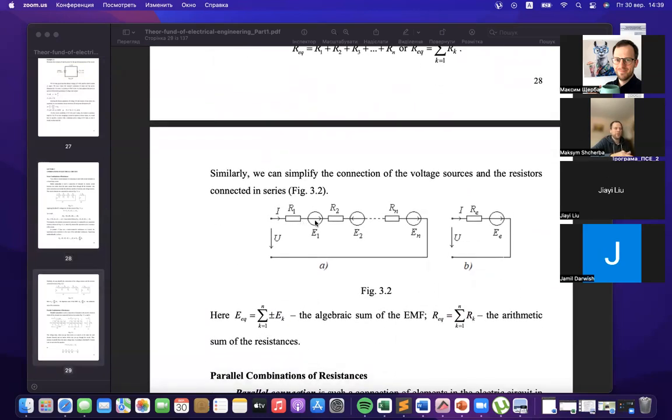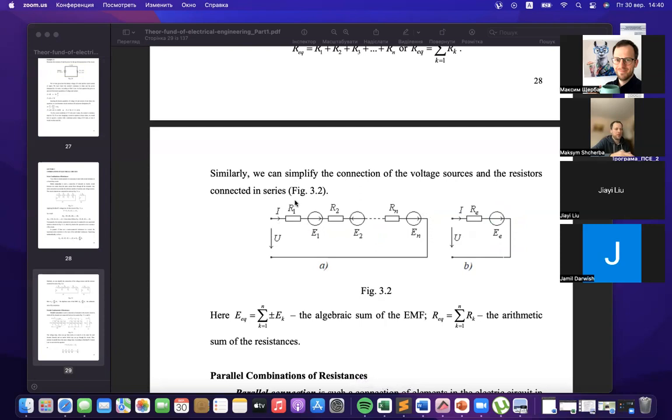Also, we could do the same with an active branch. If we have additional sources of voltage inside this branch, we could add resistances separately into a total resistor, and we could add sources separately into a total source, only depending on the direction. Because resistors always add with plus, but for sources, how we add them depends on the direction of the source.